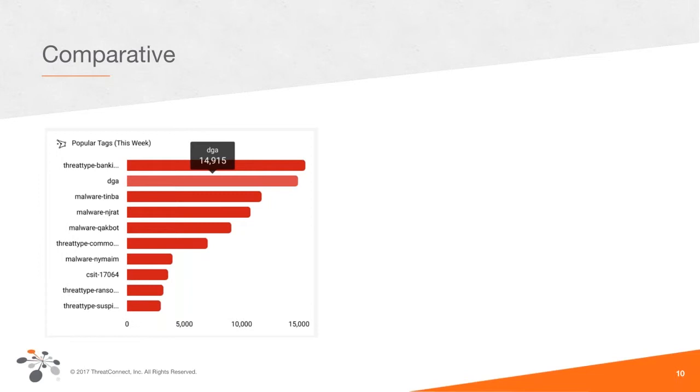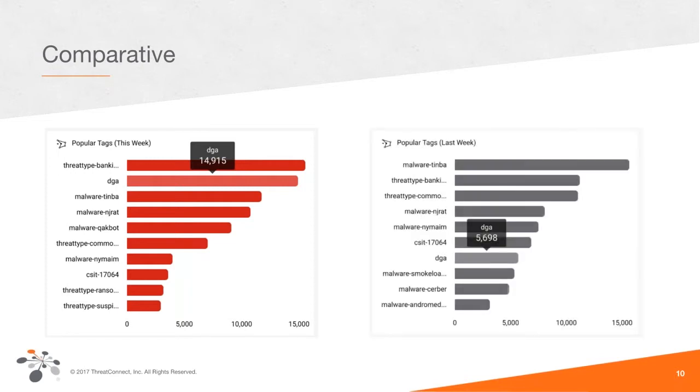But we can do better than this because this information is not actually put into context. So what happens if we add this week and compare it to last week? Now we have some context. We understand, 14,915 items tagged domain generation algorithm, is that a lot? Is it a little? Is it part of a trend? Is it something I need to do something about?